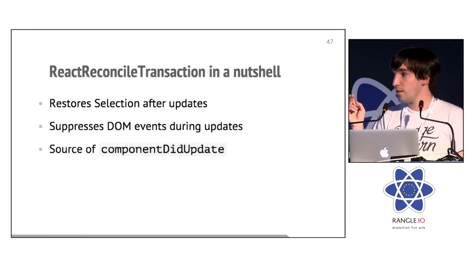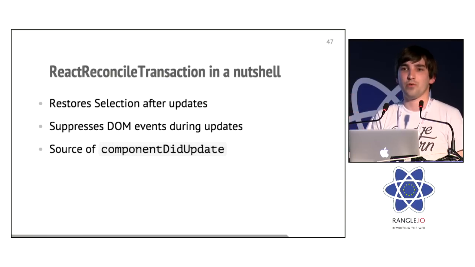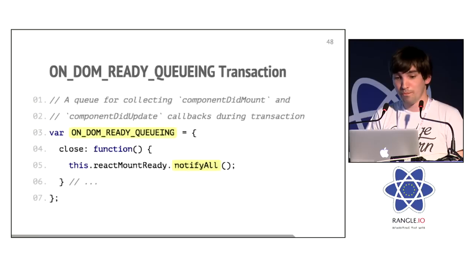And this guy is the source of componentDidUpdate. So a global source of componentDidUpdate. What we want is to patch or update it somehow. What we want to touch is this transaction's on-DOM-ready queue, and we want to change this notifyAll event method. So basically what we want to update is this object, to create our own version of it so we can just transmit this event somehow.